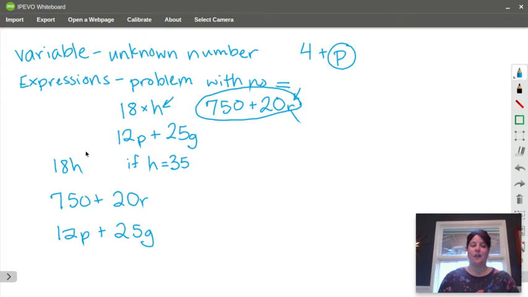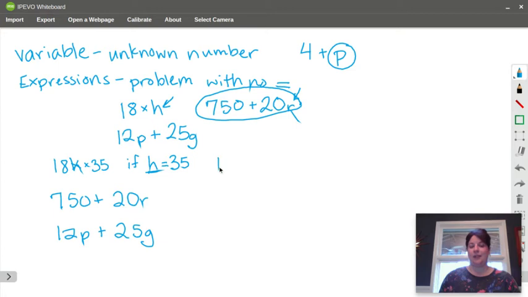So evaluate the expression 18 times H if H equals 35. So how do we go about doing this? What we do is we look for the letter H in our problem and we substitute that for 35. So now our problem is not 18 times H, it's 18 times 35.